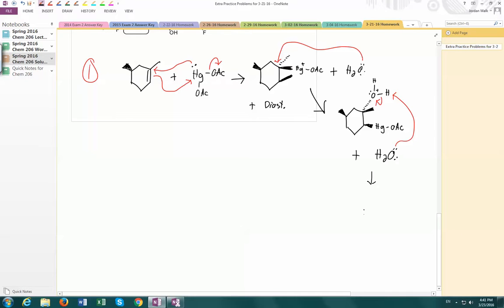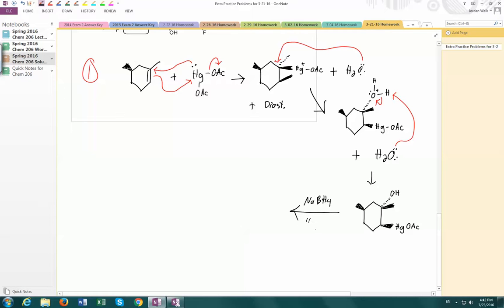All right. So now we get to this structure. So we finally have our uncharged alcohol. But are we to the end of where we need to be? No, because we've got a big fat mercury hanging off of there. So that's when we do our workup. So that's our sodium borohydride workup.